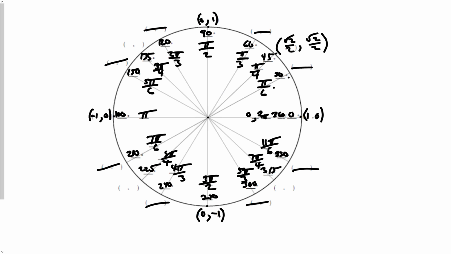In quadrant 2, x is negative, y is positive. In quadrant 3, they're both negative. This is not something that should be terribly new. In quadrant 4, x is positive, y is negative. Okay?